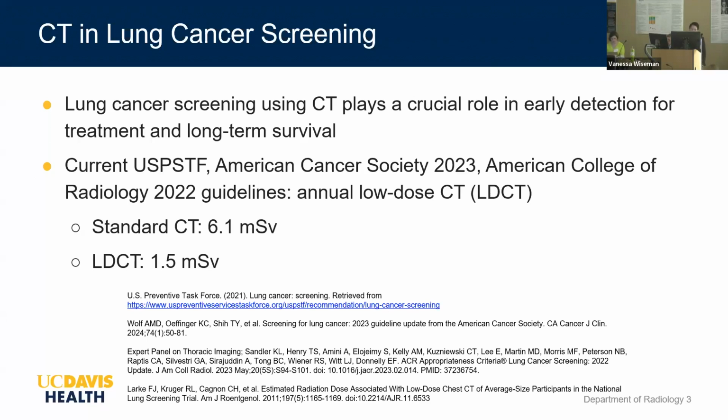The current medical guidelines support the use of low-dose CT for annual lung cancer screening. The radiation risk of standard CT of the chest is roughly about 6.1 millisieverts, compared to that of a low-dose CT of about 1.5 millisieverts. While there is overall increased lifetime benefit, there's still concerns for increased risk of radiation-induced cancer, and as clinicians, we also want to minimize the radiation for our patients.